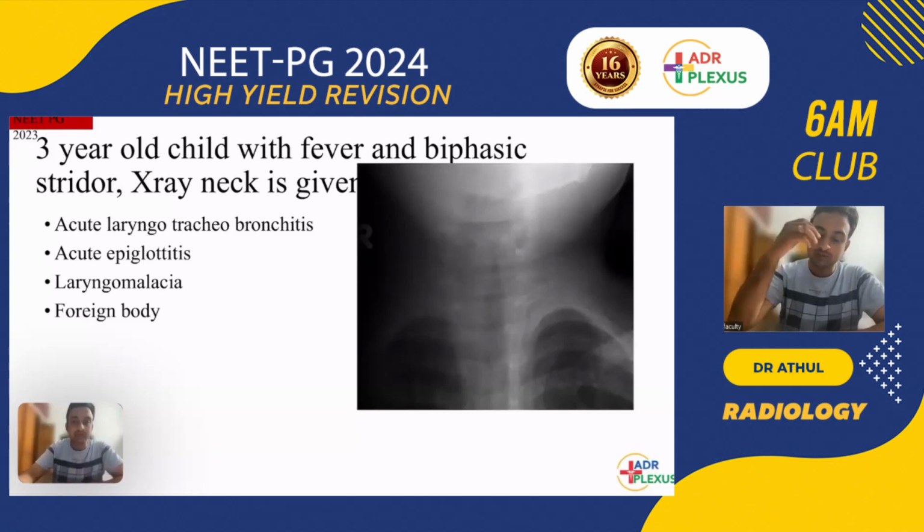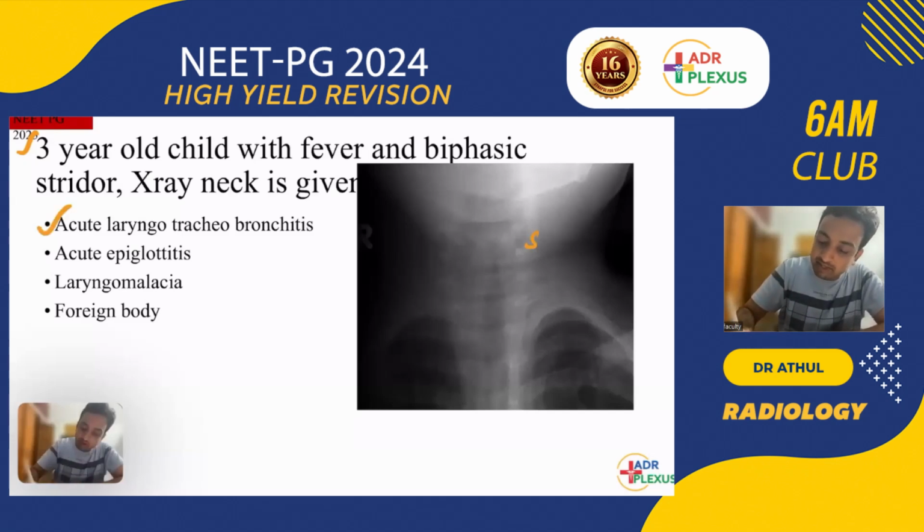So this was one question which has been asked in NEET 2023. A 3-year-old child with a fever and biphasic stridor, radiograph of neck is given. What is the diagnosis? The options given are acute laryngotracheobronchitis, acute epiglottitis, laryngomalacia, and foreign body. So what's the answer here? A, B, C, or D? Yeah, everyone good. That is A. It is acute laryngotracheobronchitis. So actually, this is the steeple sign.